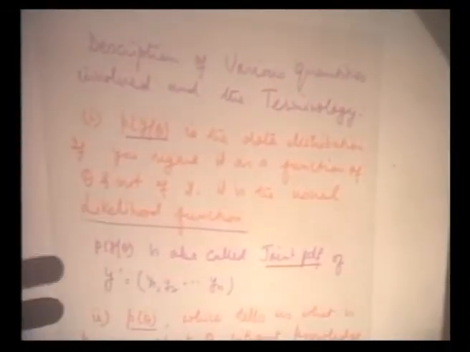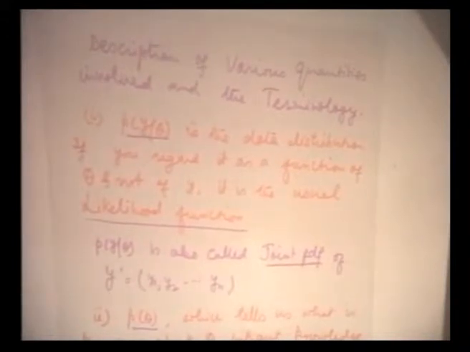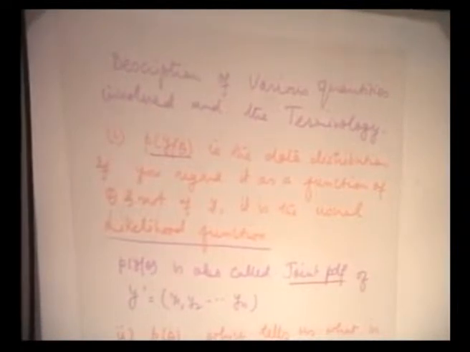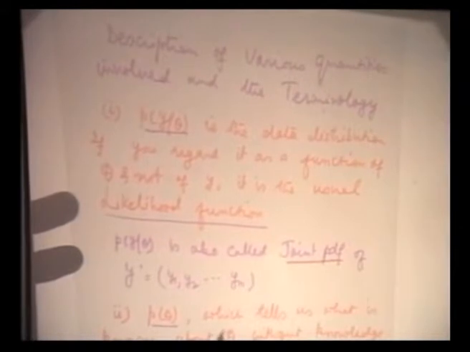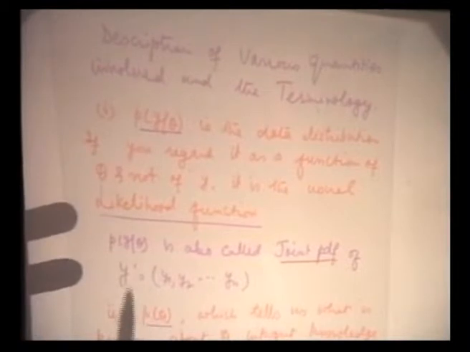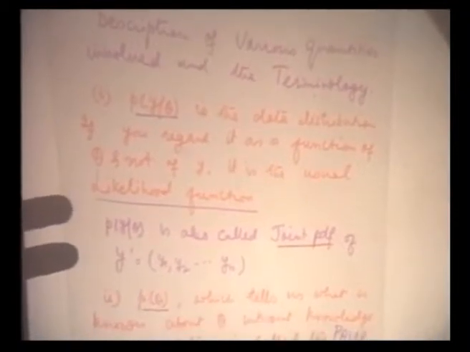P(y given theta) is nothing but your data distribution, which most of you who have worked with the classical, frequentist setup are familiar with. Looked at as a function of theta, not of y, it is the usual likelihood function. This looks very familiar. Whenever we do statistical modeling or data analysis, we have a likelihood function. P(y given theta) is also called the joint probability density function of the data, the observations y1, y2, ..., yn.